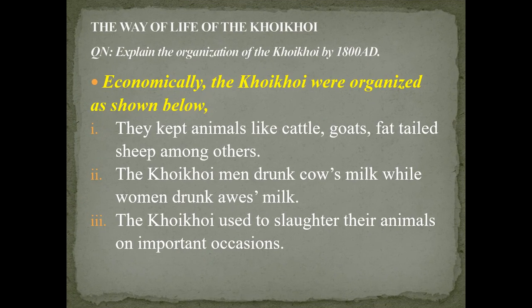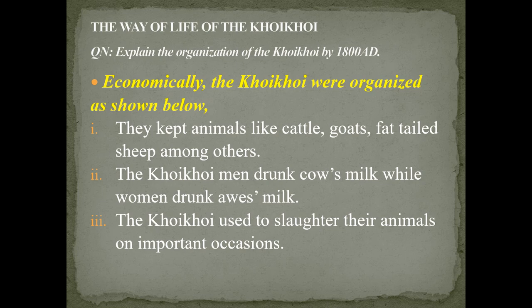Okay, then we look at the economic organization of the Khoikhoi. First, they were cattle keepers. They kept cattle, goats, and fat-tailed sheep. That is why we say that the Khoikhoi were herders. Okay, from herding, because they kept those domestic animals. Among the Khoikhoi, men drank cow's milk, while the women drank ewe's milk. Ewe's milk is the milk from the sheep. Okay, so that was their culture, which was not supposed to be abused.